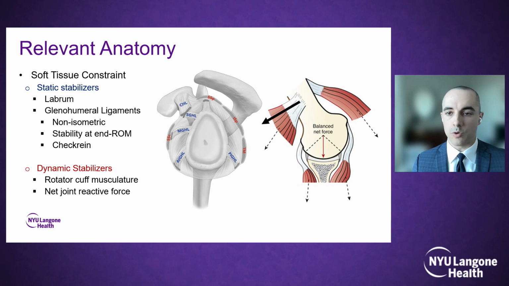You can imagine as the shoulder is brought into the extremes of range of motion, that vector may point off the face of the glenoid, which typically would result in an anterior humeral head dislocation. However, the static stabilizers like the glenohumeral ligaments act as a check rein, meaning they keep the shoulder within a stable functional range of motion so that the net force is never pointing off the face of the glenoid, and it prevents those extremes of range of motion.